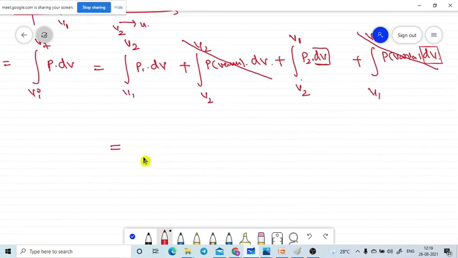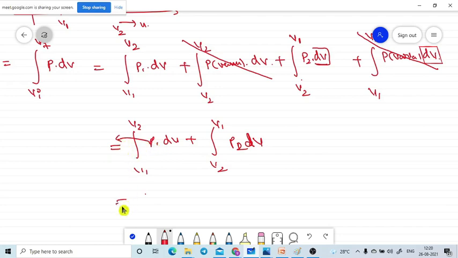So the integral from V1 to V2 of P1 dV plus the integral from V2 to V1 of P2 dV. Just look at the graph to see which one is the higher value and which one we will get as the negative one. Here P1 is the constant, so I am taking P1 outside. So now what will we get? P1 times (V2 minus V1), plus here P2 is there, and which one is higher, so we take (V1 minus V2).